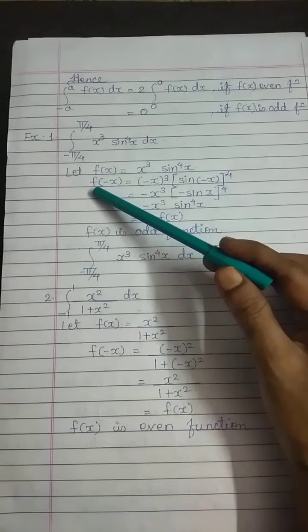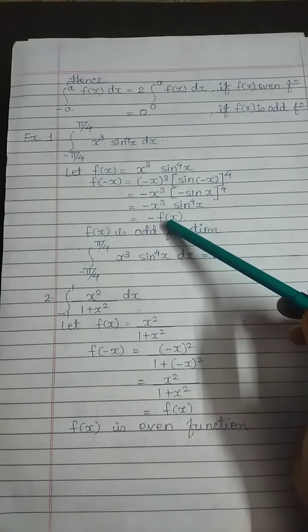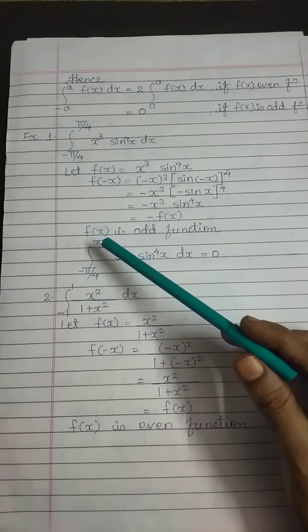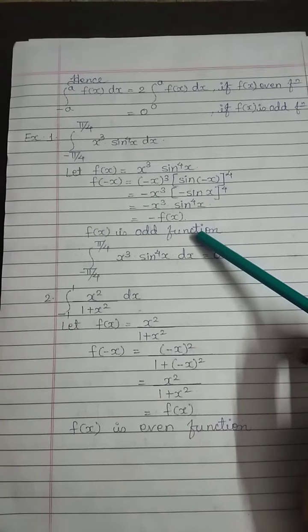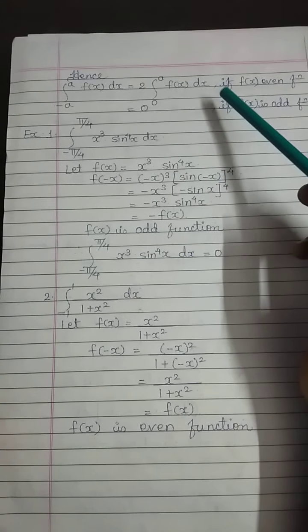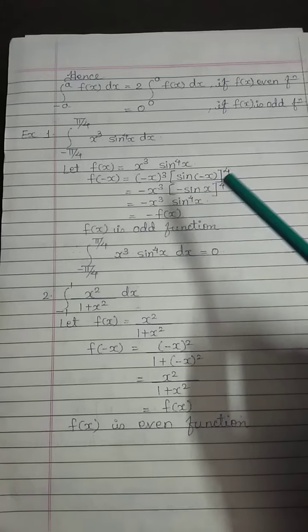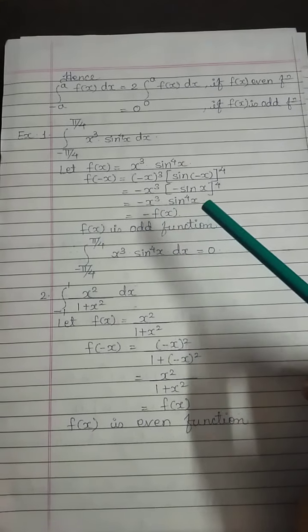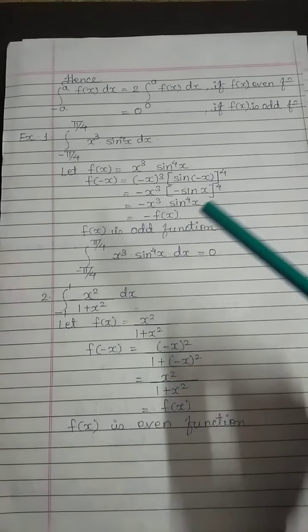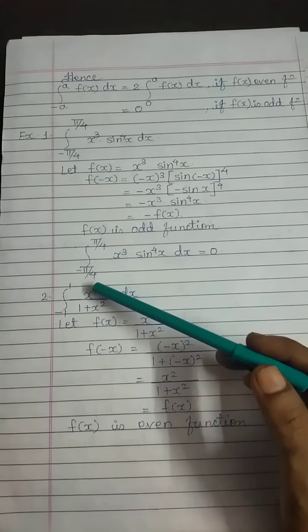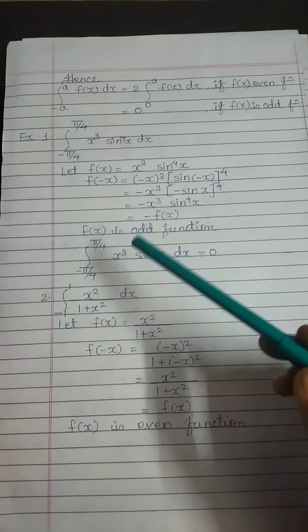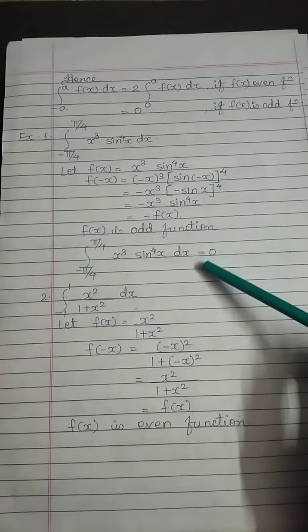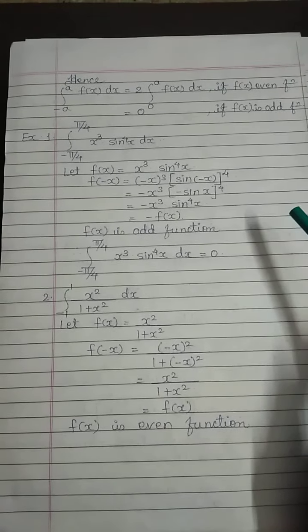That means f of minus x is equal to minus of f of x. And this is the condition for an odd function. So we can say that f of x is an odd function. And by using property number 8, we know that if f of x is an odd function, then we can write the answer for the given integration as 0. Therefore, here we have integration from minus pi by 4 to pi by 4 of x cube into sine raised to 4x dx is equal to 0.